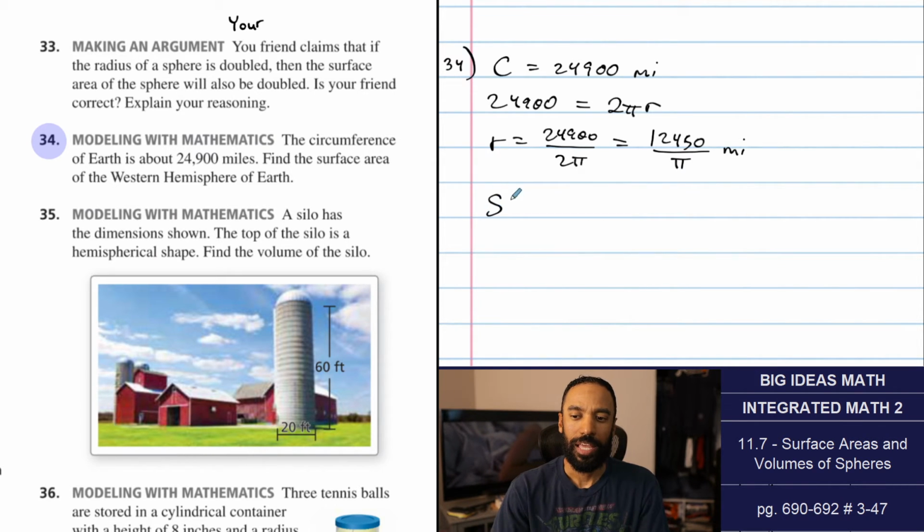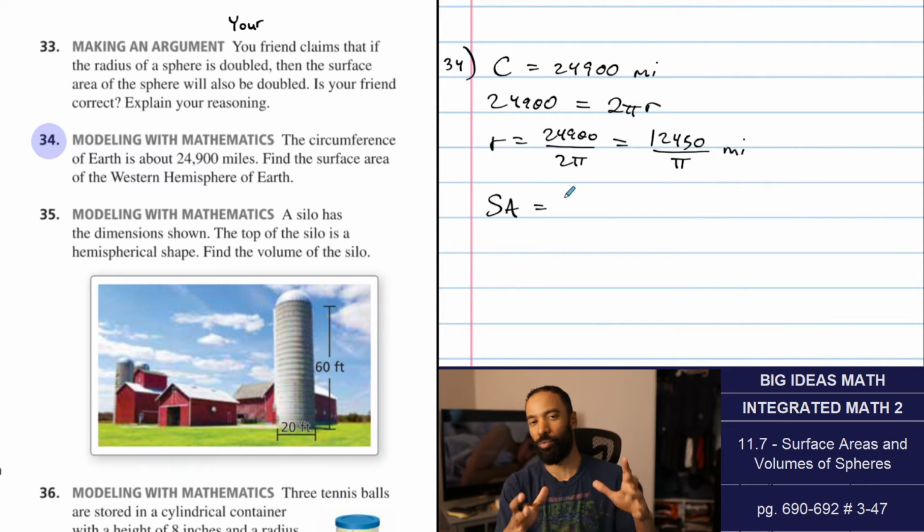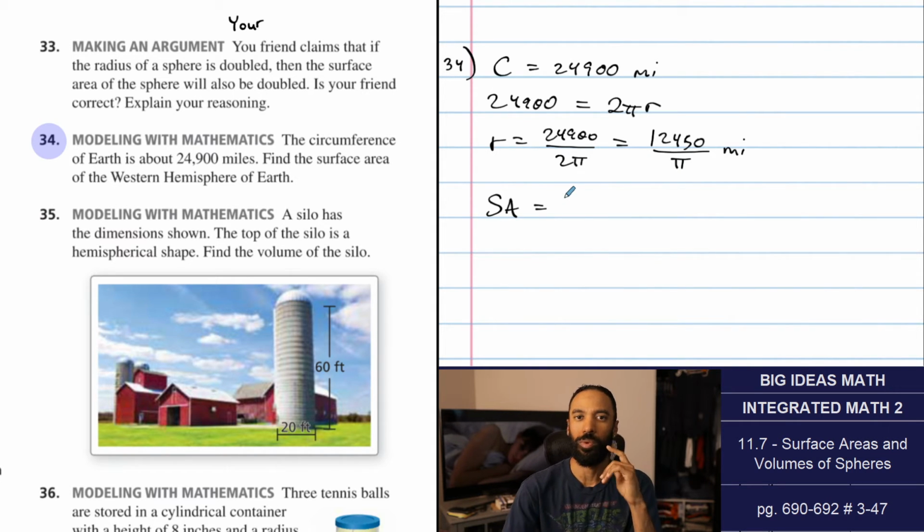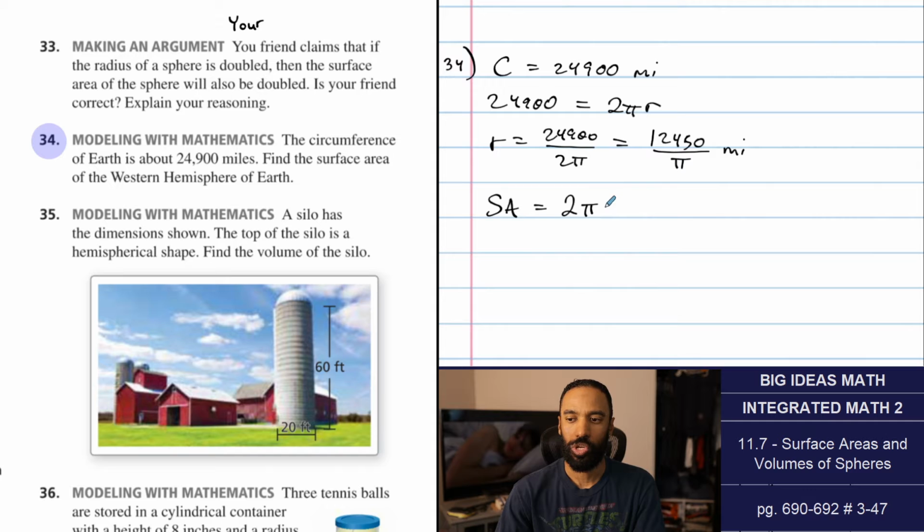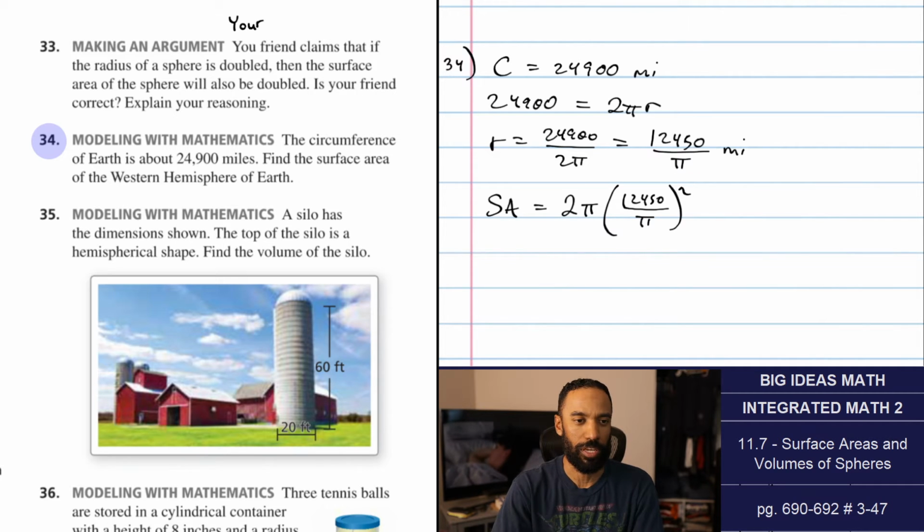Now, let's find the surface area of the western hemisphere, of a hemisphere. So a surface area, the core is not included, right? There's no base area thing here, so we will just use 2 pi r squared. So 2 pi times this radius squared should give us the number that we're looking for here. So 2 pi times 12,450 over pi squared will give me a big number. This is approximated, by the way. I'm not writing the exact one right now.